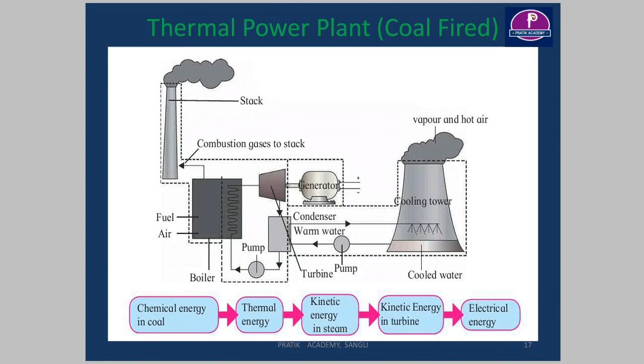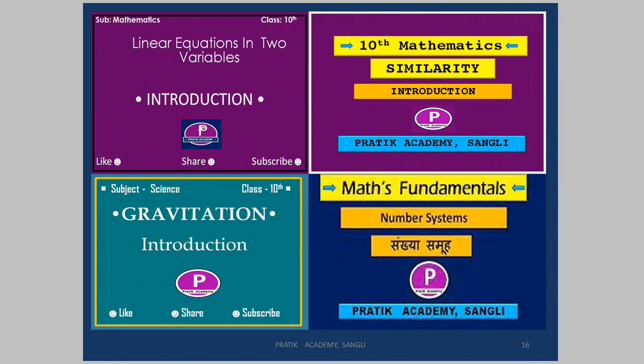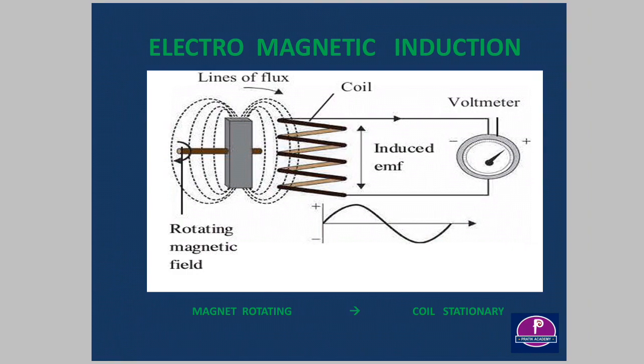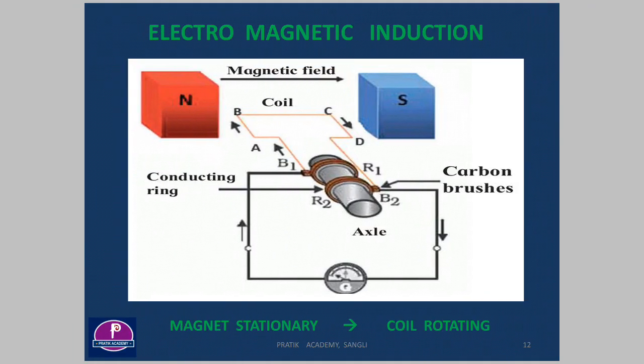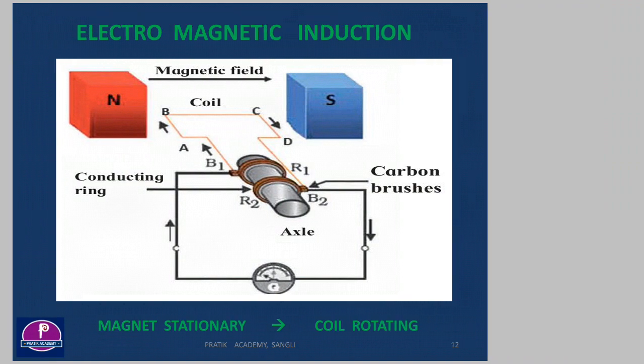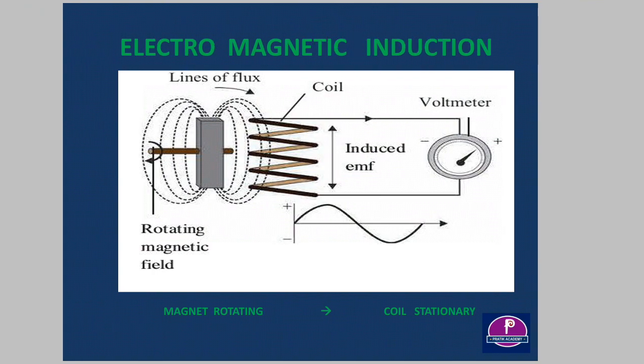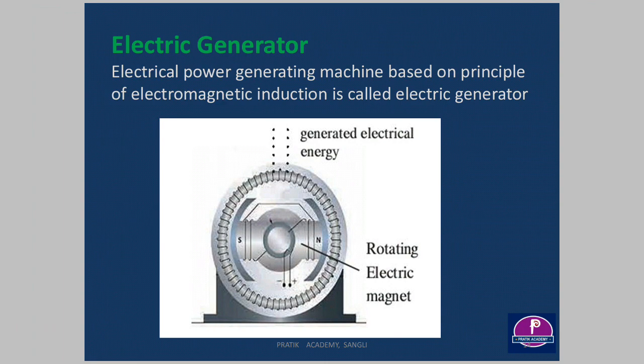Okay, in earlier videos, we have started our new chapter, that is towards green energy. In the last video, we discussed this important part, that is how electromagnetic effect is generated. There are two ways of generation: either keep the magnet stationary and the coil rotating, or the magnet is rotating and the coil is stationary. Then this is the electric generator.